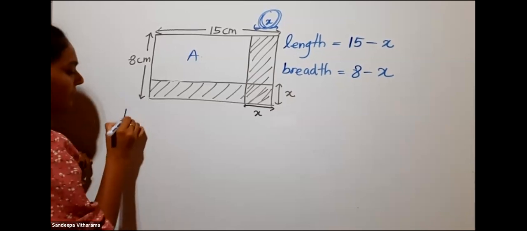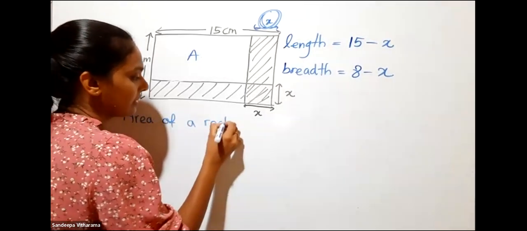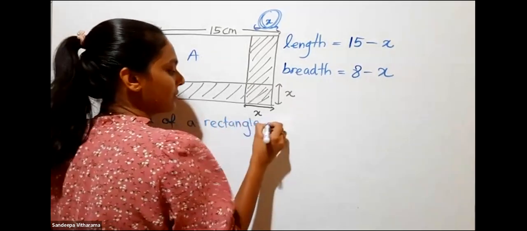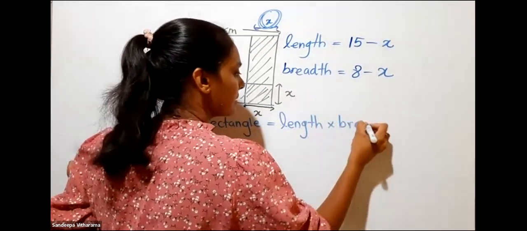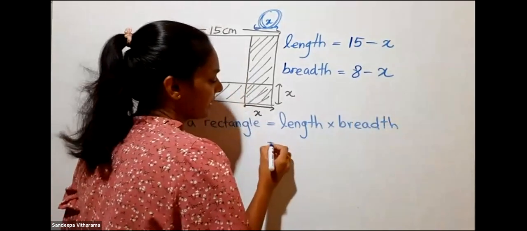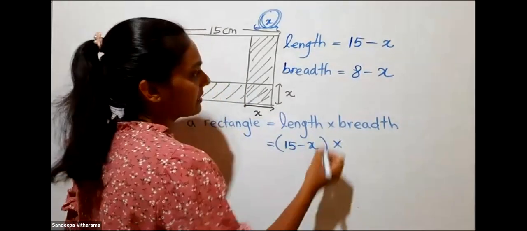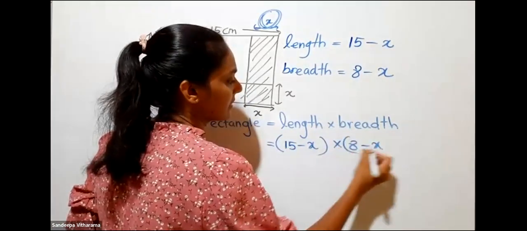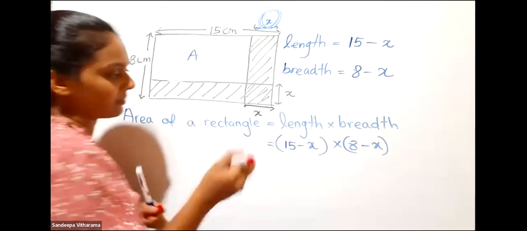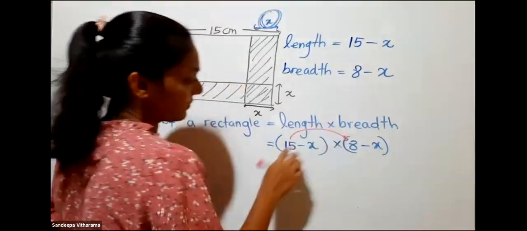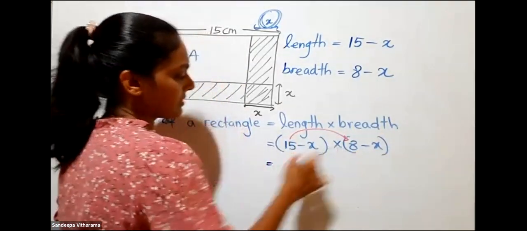Okay. How do we find the area of a rectangle? Area of a rectangle is equal to length into breadth. Length is equal to 15 subtract x. Breadth is equal to 8 subtract x. Then how do we find the answer? 15 into 8, because first by first.